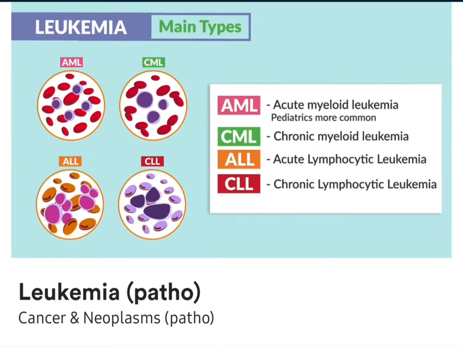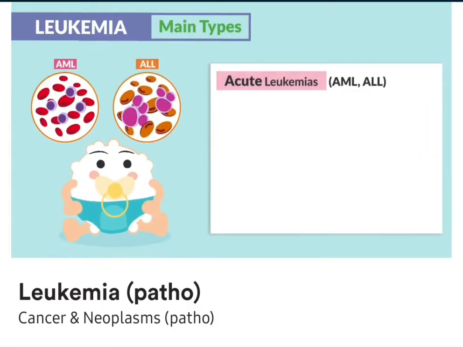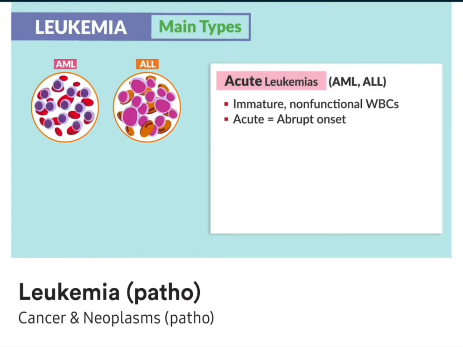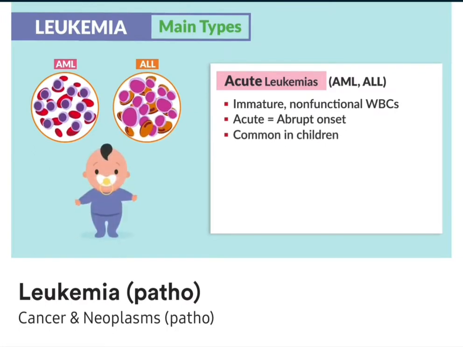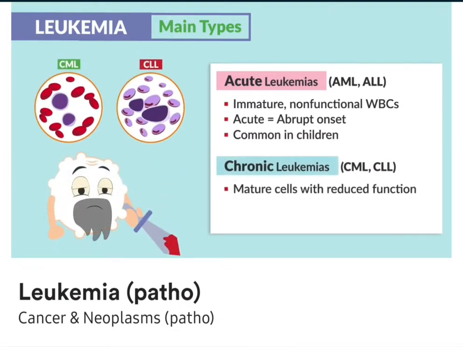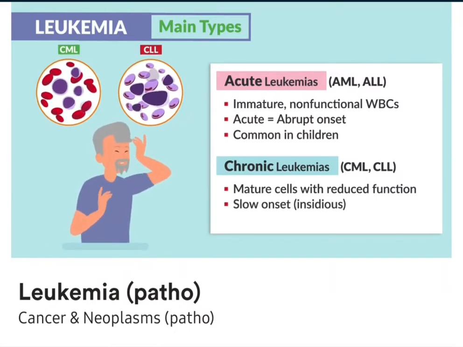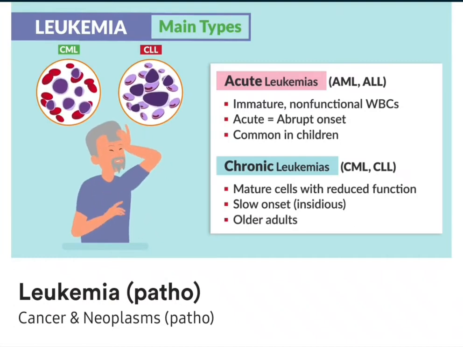Now the NCLEX doesn't really cover this directly. Okay, now specifically for your pathophysiology class, please be sure to write this down. It's very important. So acute leukemia, we see immature, non-functional WBCs, those white blood cells. So think acute is abrupt onset, very common in children. And for chronic leukemias, we see mature cells with reduced function. So this one is a slower onset, known as insidious, and proceeds gradually. So we commonly see it in older adults.